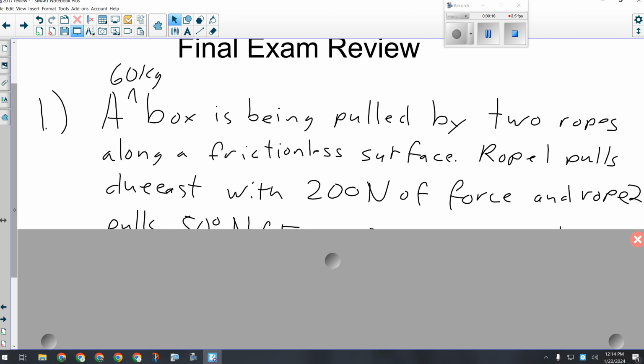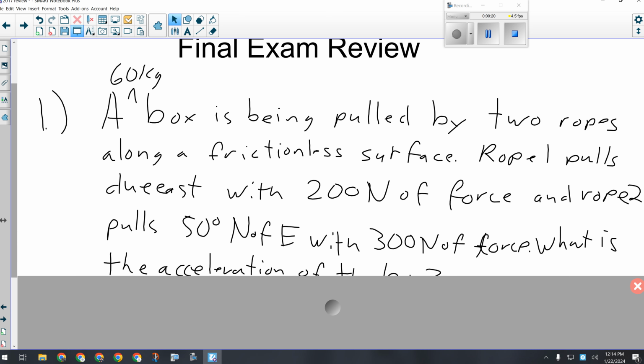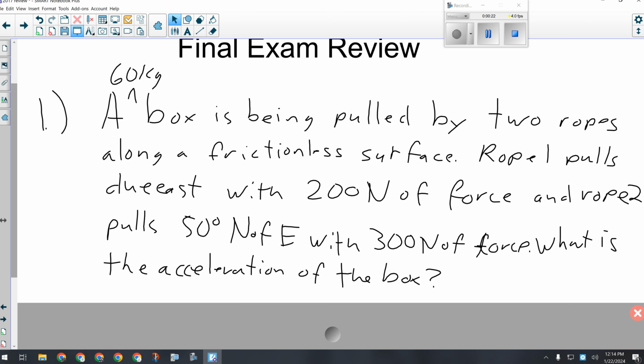A 60 kilogram box is being pulled by 2 ropes across a frictionless surface. Rope 1 pulls due east with 200 newtons of force, and rope 2 pulls 50 degrees north of east with 300 newtons worth of force. What is the acceleration of the box? You could easily get one like this on your final exam. It is a Newton's second law problem involving vector addition.